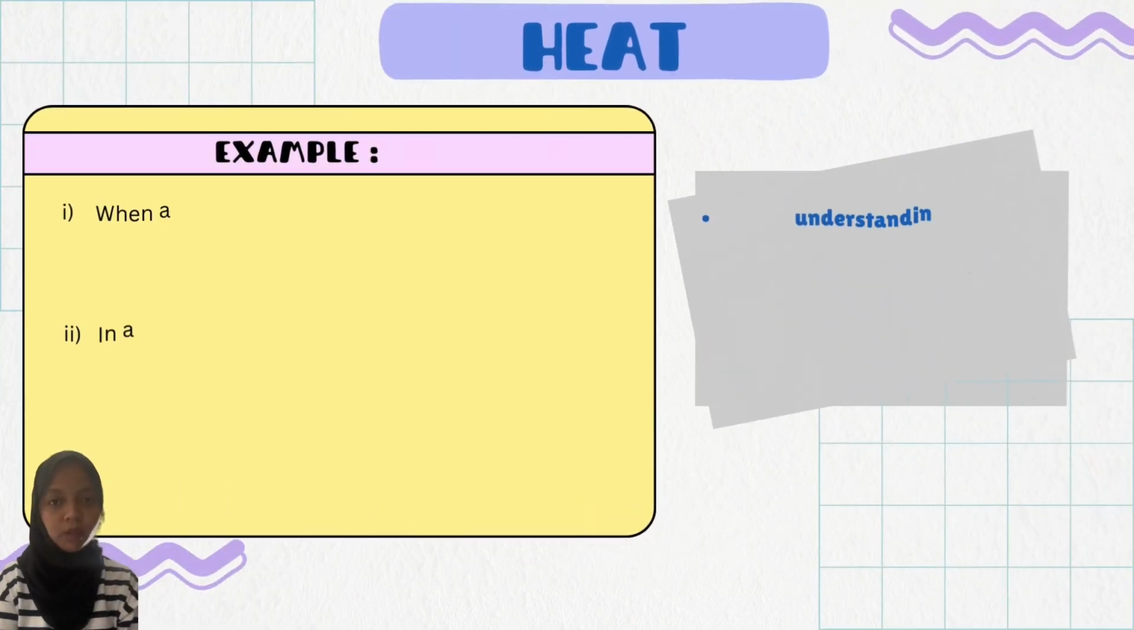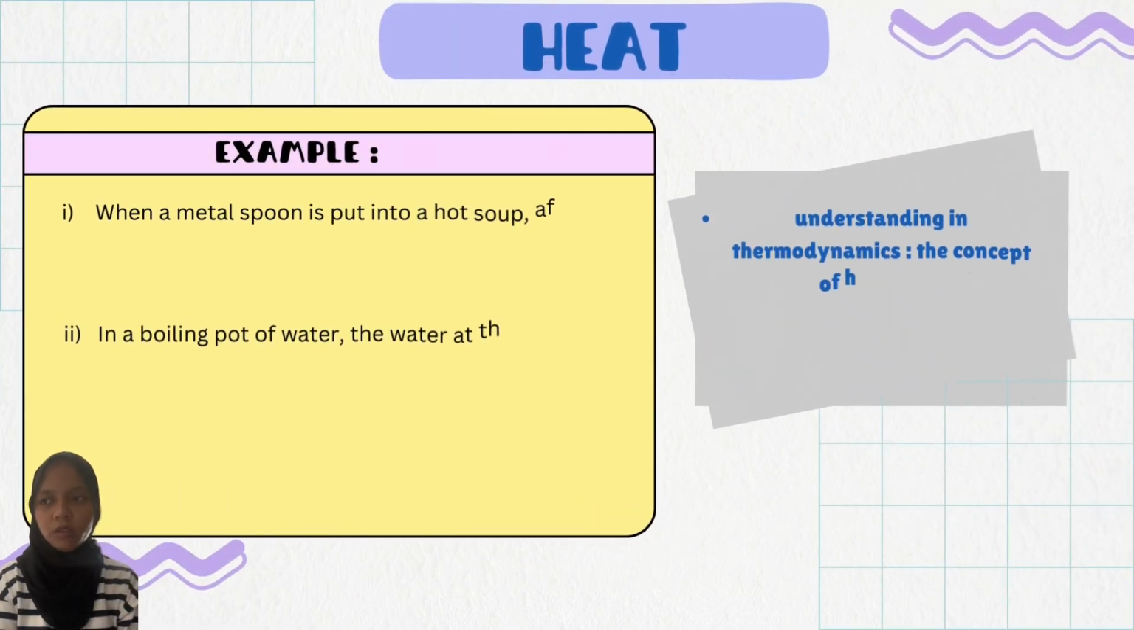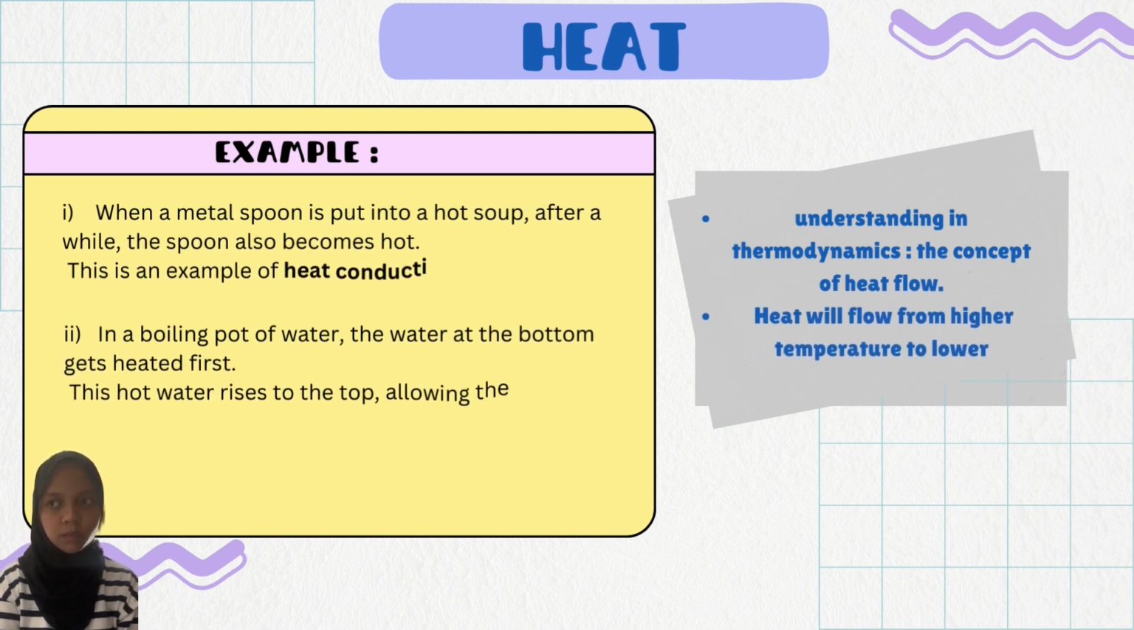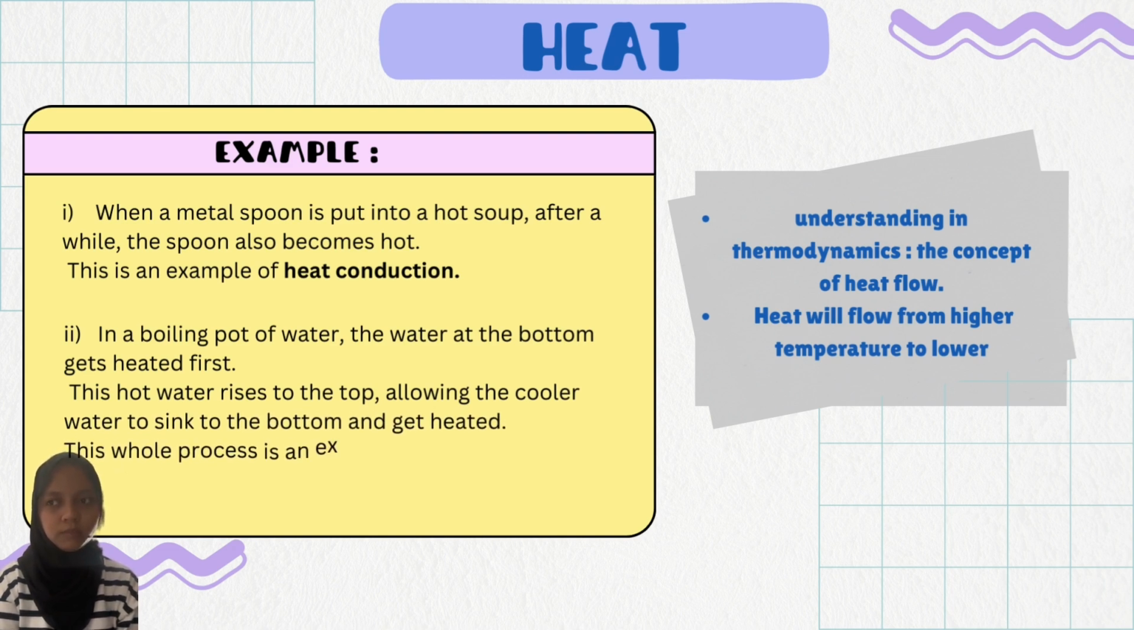Here are some examples of heat. The first example is when a metal spoon is put into a hot soup. After a while, the spoon also becomes hot. This is an example of heat conduction. The second example is in a boiling pot of water, the water at the bottom gets heated first. This hot water rises to the top, allowing the cooler water to sink to the bottom and get heated. This whole process is an example of heat convection.